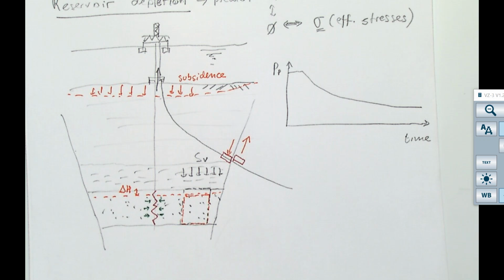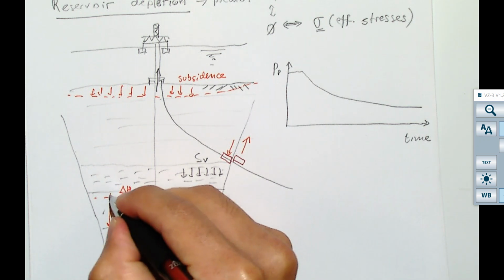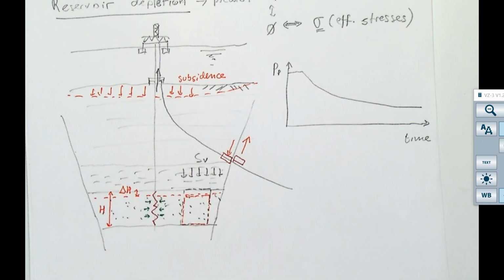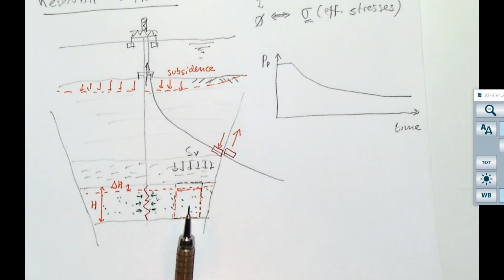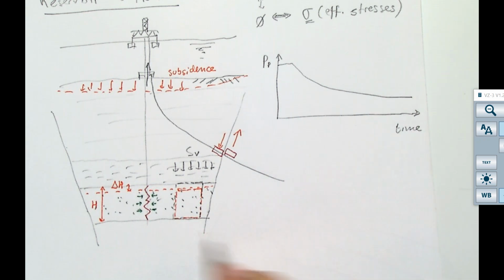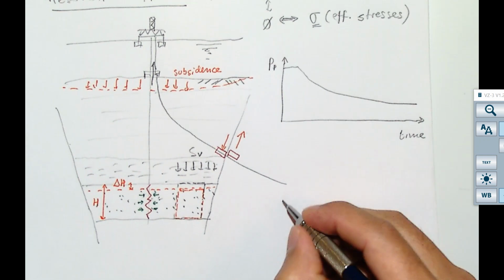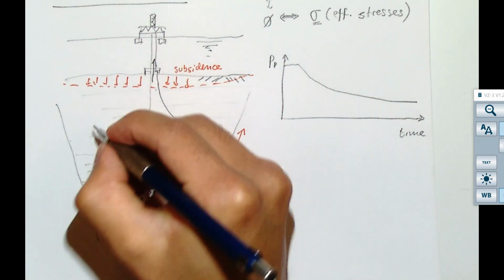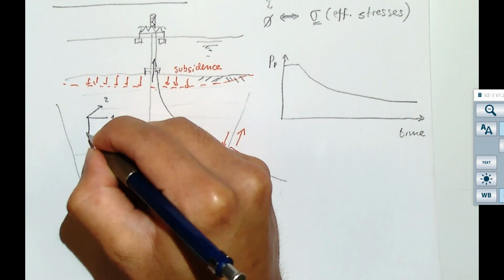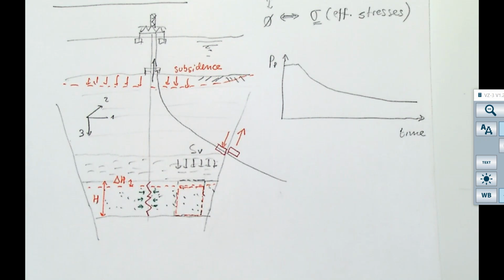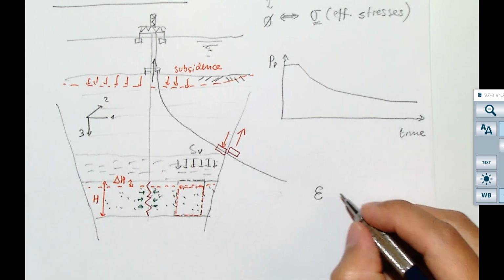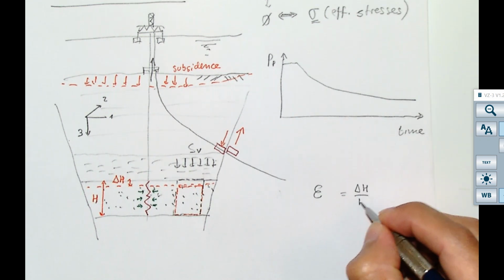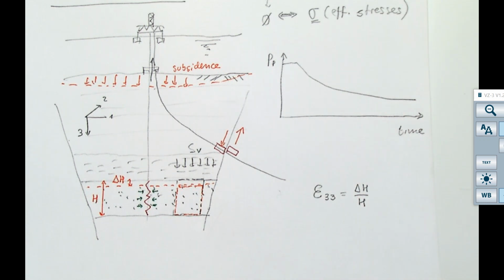All right, so let's see how we solve this problem. First, let's try to understand this in terms of strains. And let's assume we're going to simplify our problem to just a one-dimensional case. What is delta H divided by H in mechanical terms? Strain, very well. And now we're going to add a coordinate system 1, 2, 3. So which strain is delta H divided by H? Epsilon 3,3, right?